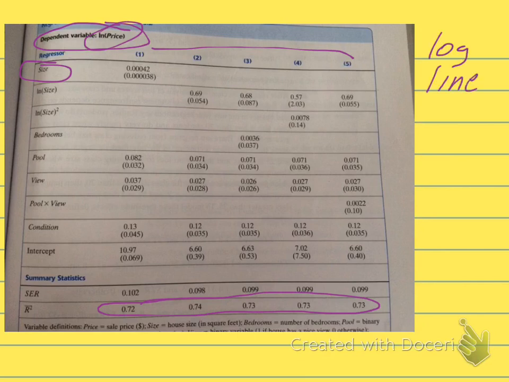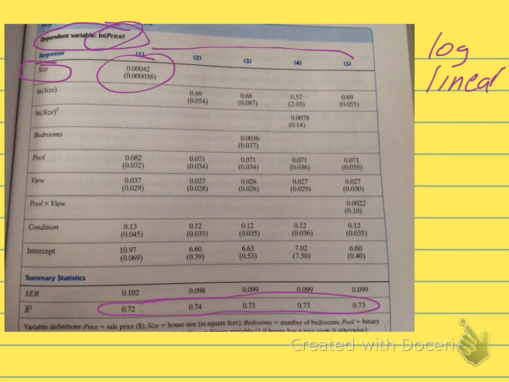Remember here we have log price, so it's a log linear form. So we interpret the coefficients by multiplying the coefficient by 100 and interpreting that as the percent change in price. So we have our coefficient on size here. If we multiply that by 100, then when size goes up by 1 square foot, price goes up by 0.042%.